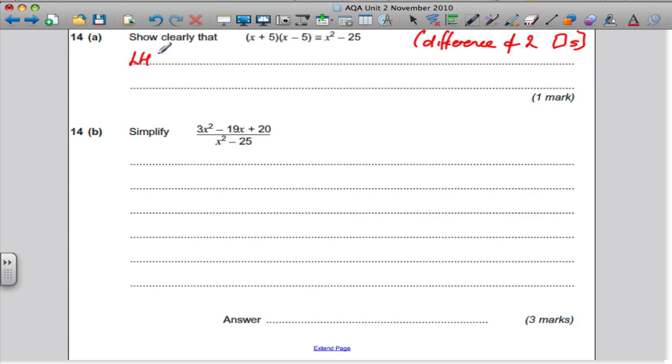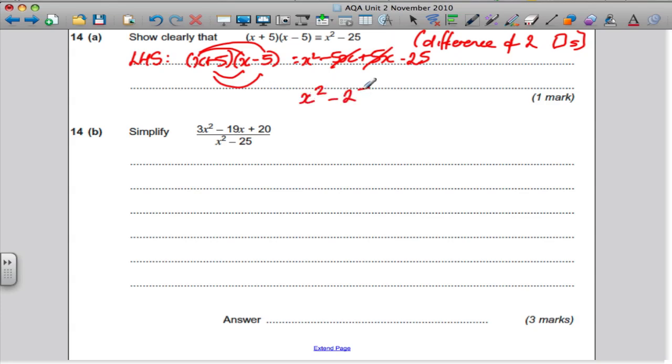So start with the left-hand side of the equation. The x plus 5 multiplied by the x subtract 5. X times x is x squared. X times negative 5 is minus 5x. Positive 5 times x is plus 5x. And positive 5 times minus 5 is minus 25. These cancel, and I get x squared minus 25, which is equal to my right-hand side.